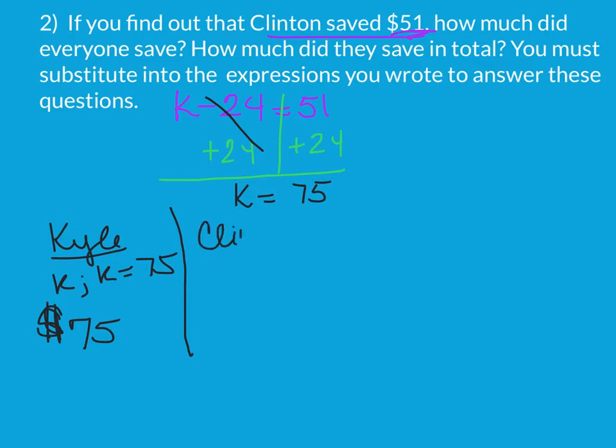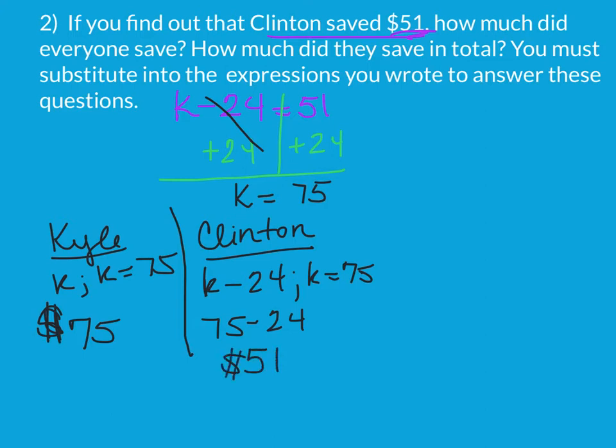Okay, so next we had Clinton. That was the next person that we wrote an expression for. Of course, I know we just used this, but let's be fair about this here. The expression for Clinton is k minus 24, which I know we used up top. We're going to substitute in, make sure we end up where we started. We know that k is equal to 75. So if I've got 75 minus 24, well, 75 minus 4 is 71. Take away 20 more, that is $51, which we were told up here. So that means we must be doing something right.